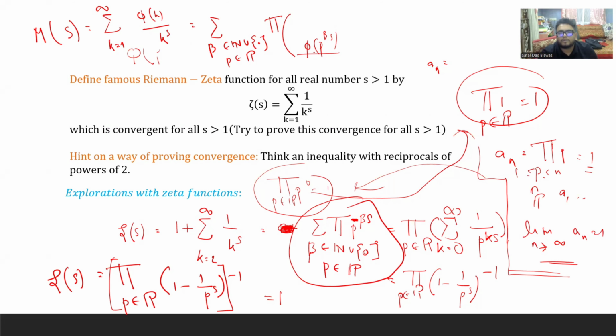Wait. No. Why is beta just beta? p to the power beta s. Okay, so this type of thing is coming. Let me explain it properly.